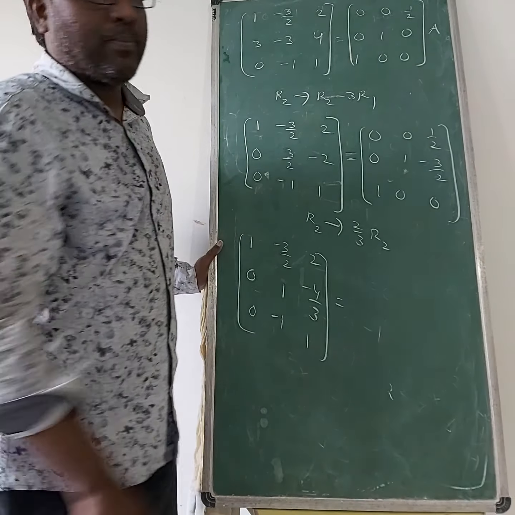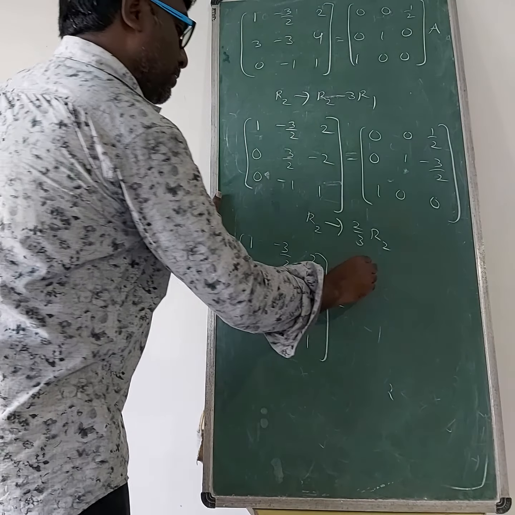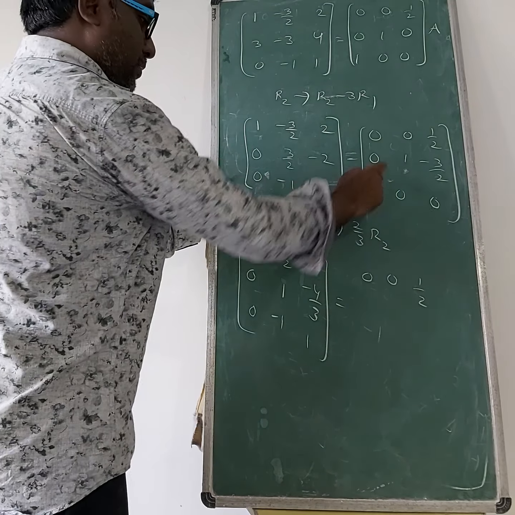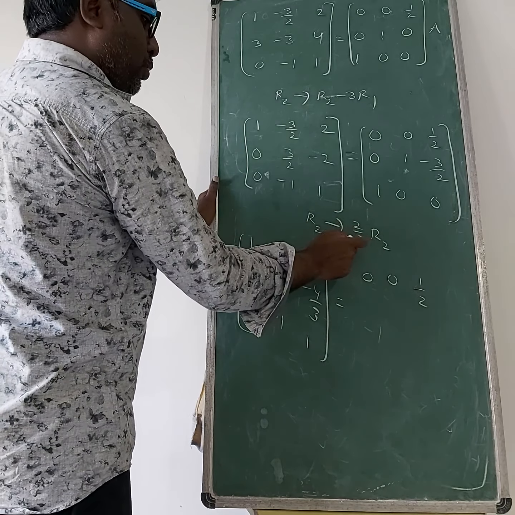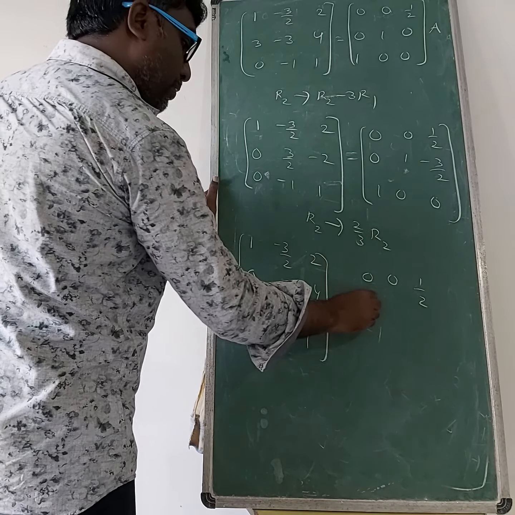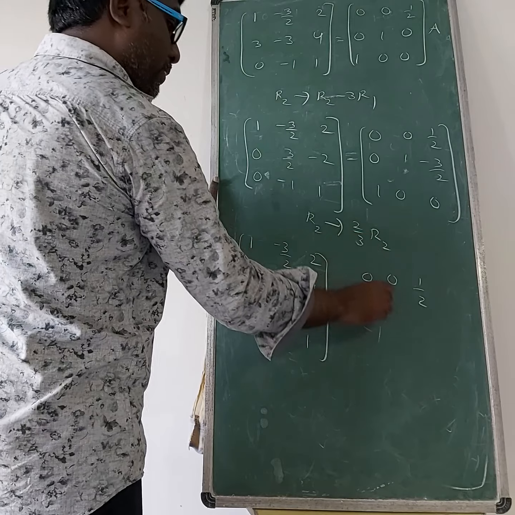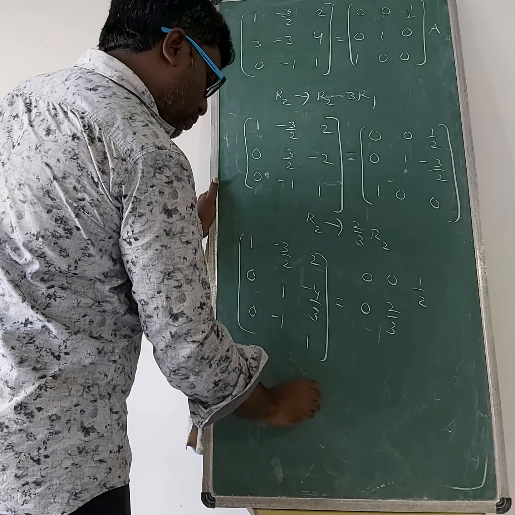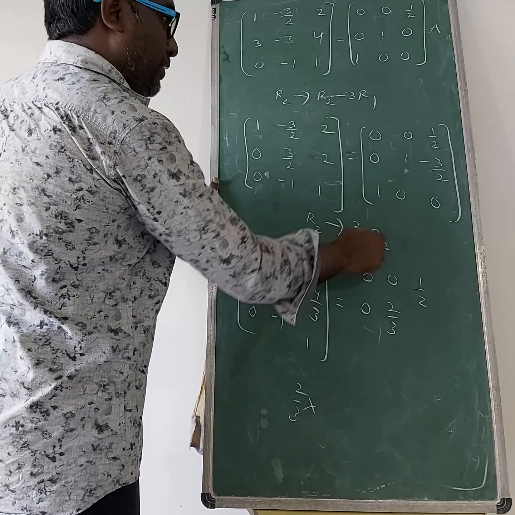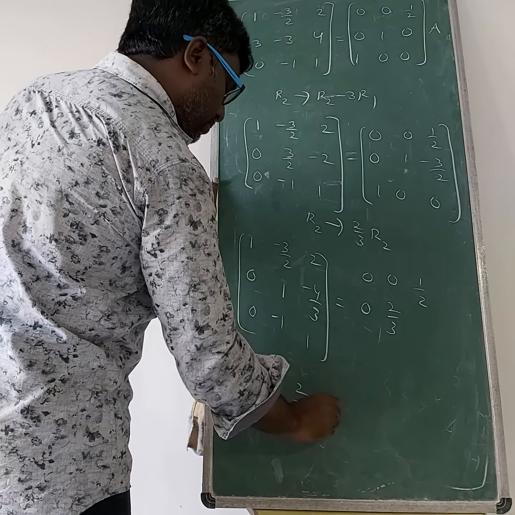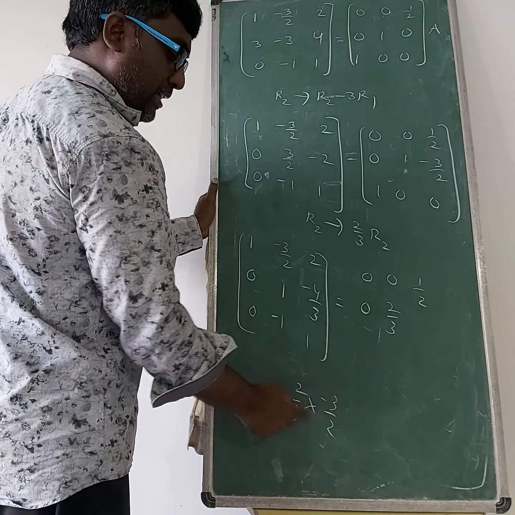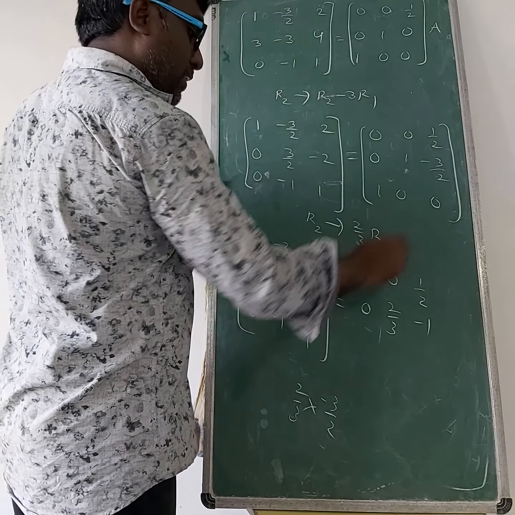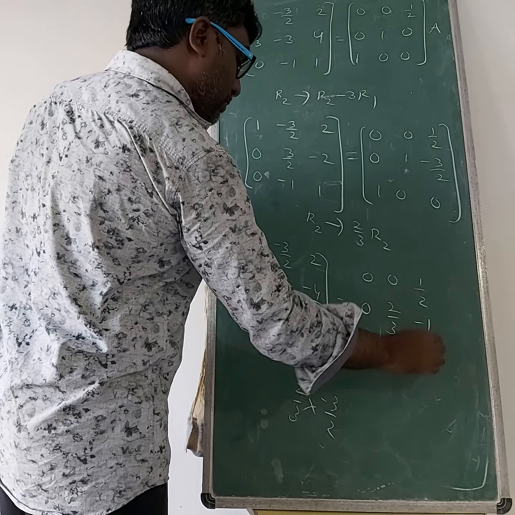The same we apply for this side also. 0 0 1 by 2 as it is. Now 0 into 2 by 3 is 0, 1 into 2 by 3 is 2 by 3. Here 2 by 3 into R2 value minus 3 by 2: the 3s cancel, the 2s cancel, giving minus 1. This last row as it is, 1 0 0.